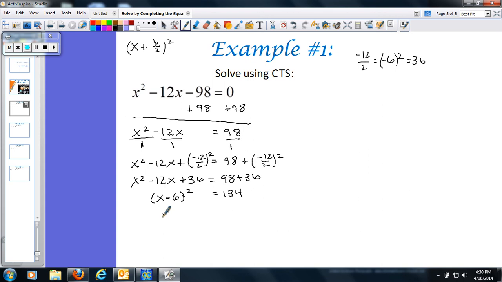Alright? So now I'm going to solve for x. How do I get rid of a square? I do the opposite, which is the square root. And I get x minus 6 equals plus or minus the square root of 134. We're going to simplify the square root of 134.